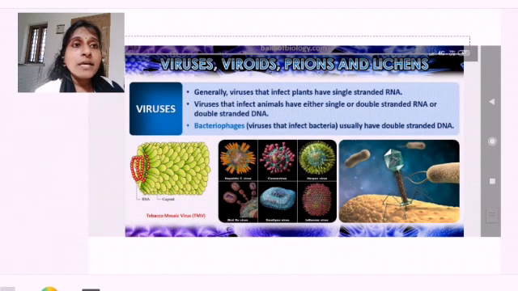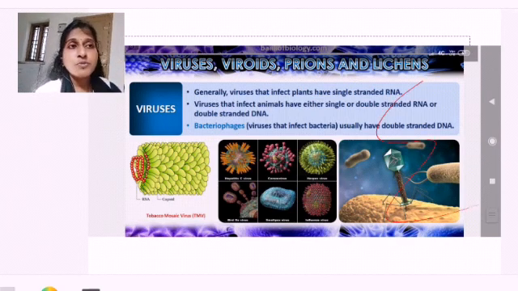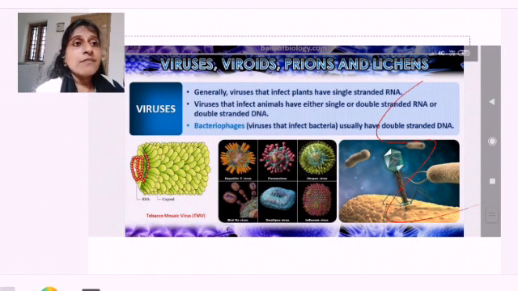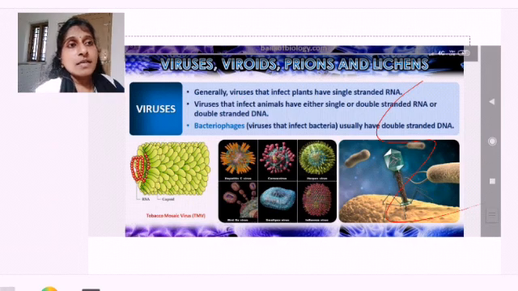Next, generally viruses that infect plants have single-stranded RNA. Only one strand of RNA is present in the viruses which attack plants. Viruses that infect animals have either single or double-stranded RNA. Either they have single-stranded RNA or they have what?